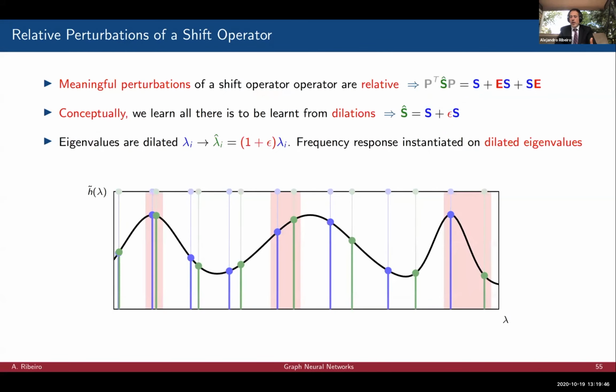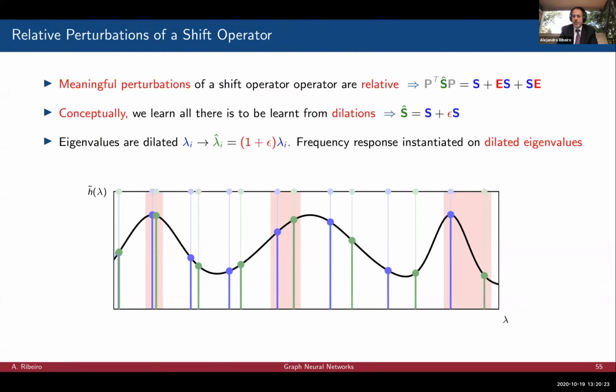The meaningful perturbations that we studied are relative. They are of this form, but conceptually, we can learn all there is to be learned if we just study dilations, in which I get the graph shift operator S, and I scale it by 1 plus epsilon, meaning my error matrix is epsilon times identity. Epsilon times identity over 2, to be more specific, but anyway, so I'm just scaling the shift operator.